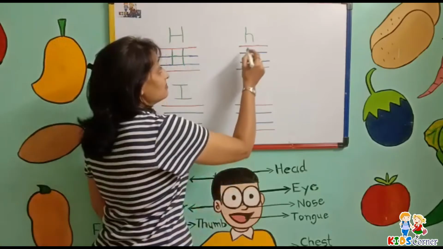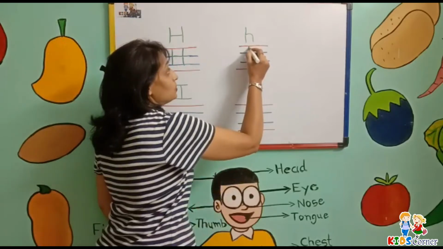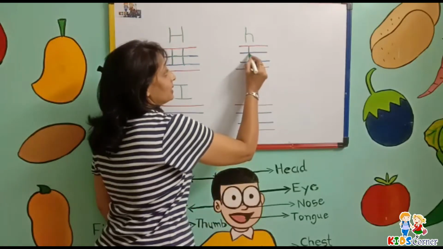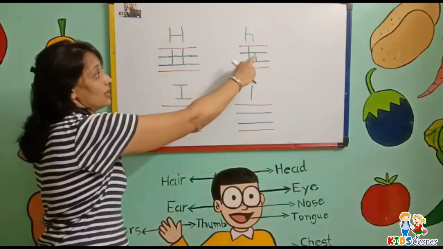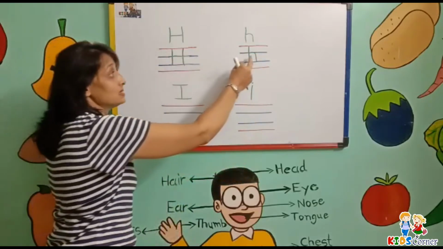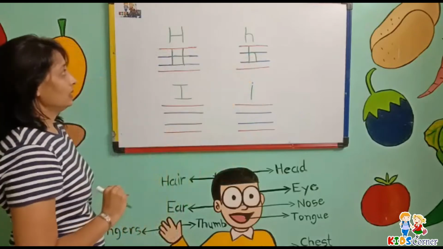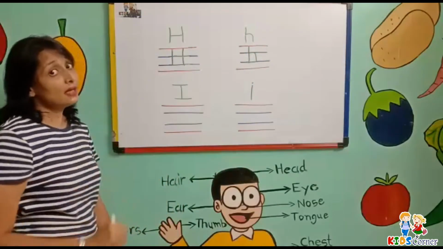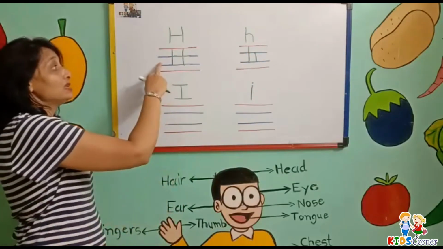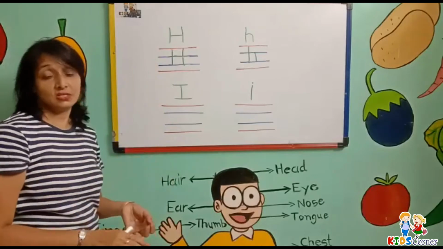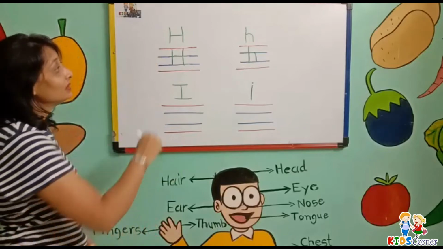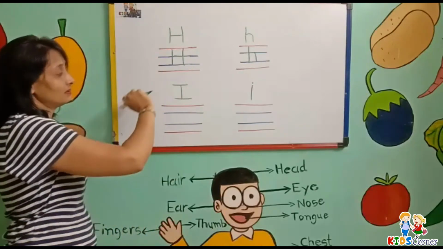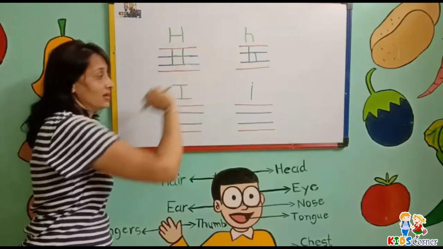Small h we'll write from the red line to the blue line. We'll make a standing line and a curve in the blue line. This is small h. This is capital H and this is small h. Okay. Now, do you know what H stands for? H is for house, H is for hut, and H is for head. This is capital H and this is small h.